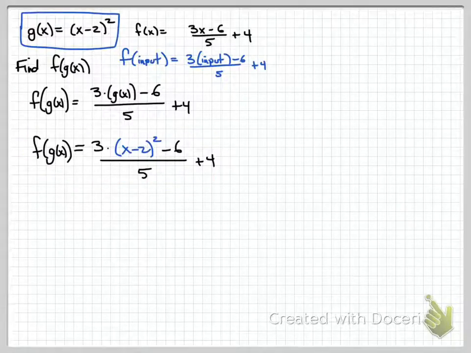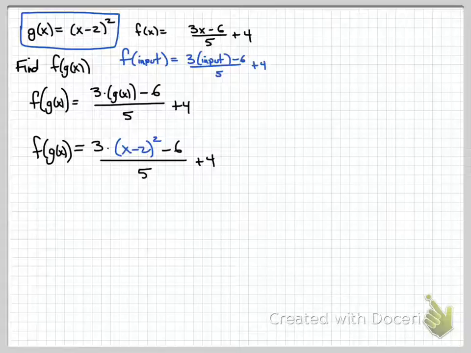What's happening to our input? We're first subtracting 2 from it, and then whatever number that is, we are squaring it, and then whatever that is, we're multiplying it by 3, and then whatever that is, we're subtracting 6 from it, and then whatever that is, we're dividing it by 5, and then whatever that is, we are adding 4 to it. This is a really complex function with a lot of things going on.